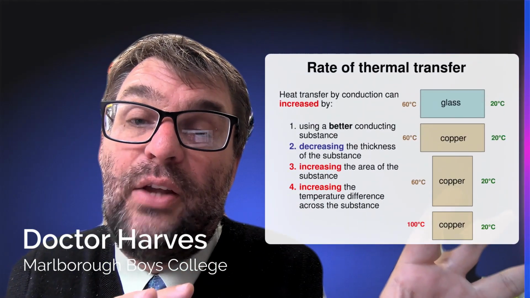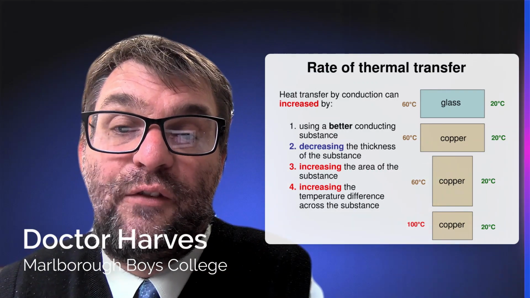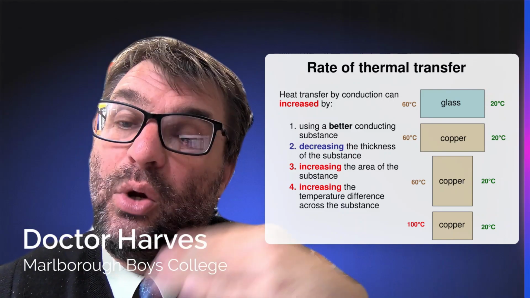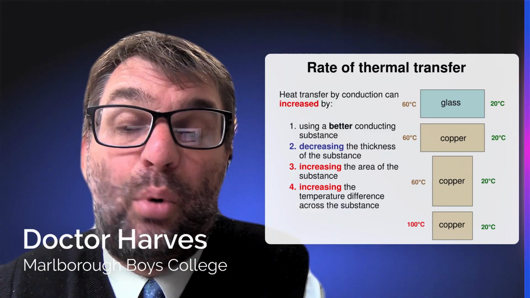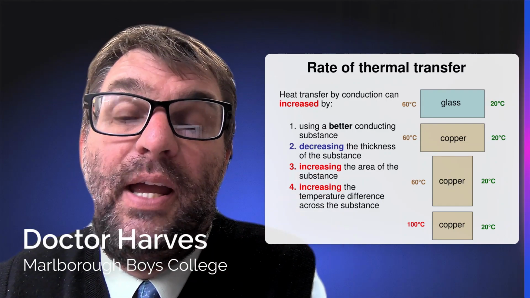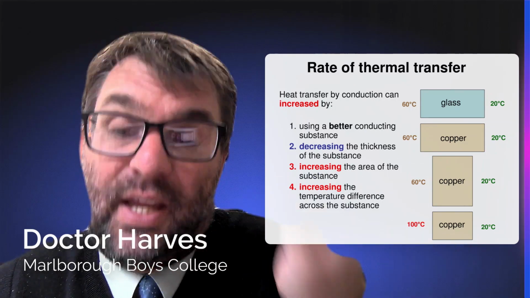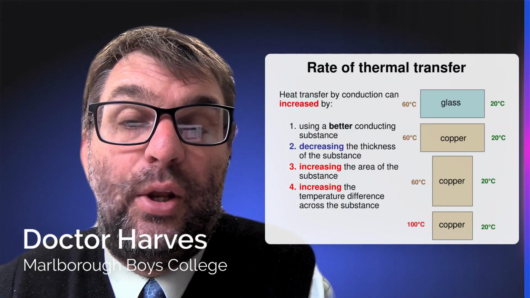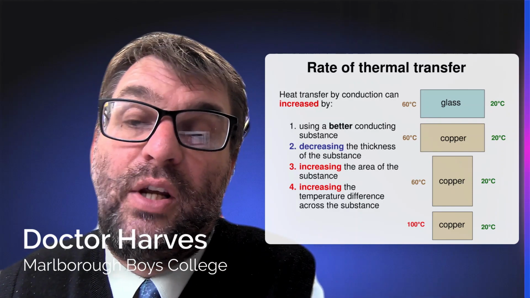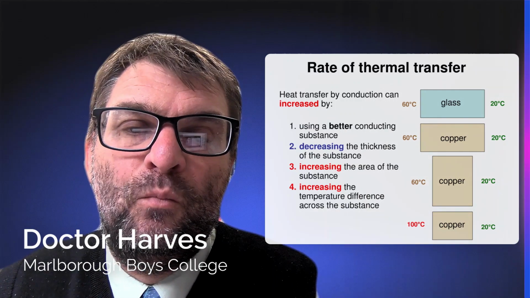You can increase the amount of conduction or thermal transfer in four ways. First, you can use a better conducting substance. In our example here, glass is a poor conductor, more of an insulator due to its chemical makeup. If you replace that with copper, the rate of conduction will increase for the reasons outlined for metals earlier. If you decrease the thickness of the substance, it also increases the rate of conduction because there are fewer particles for the energy to pass through.